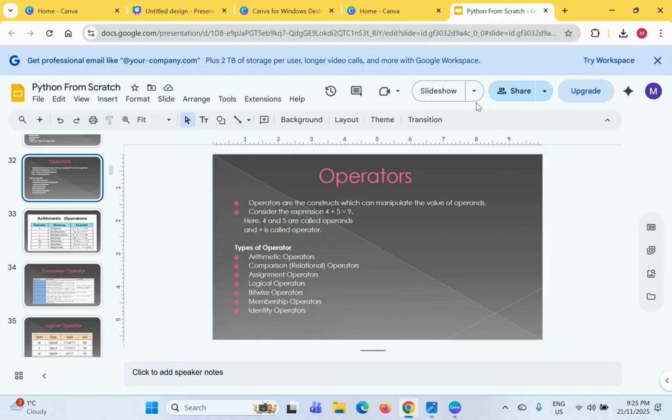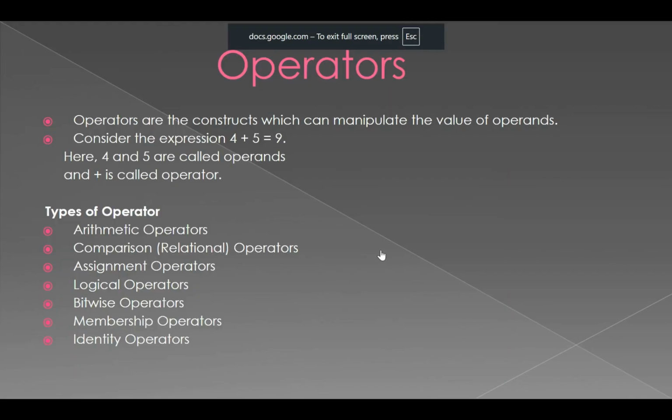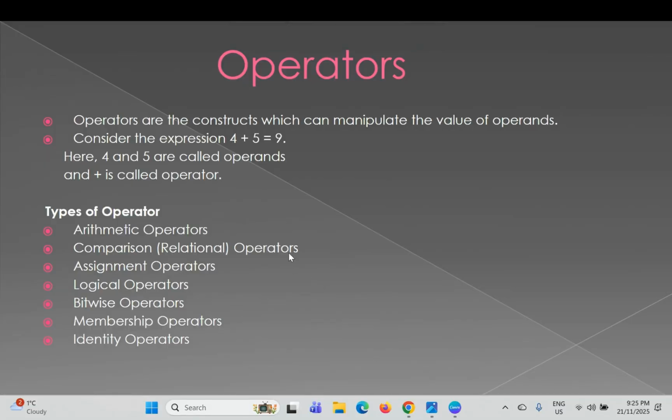So first of all, what is an operator? Basically, if you want to do any operation between two things, then we have to use operators. The things on which we are doing the operation are known as operands, and the thing that is doing the operation is known as an operator. For example, here it is given 4 plus 5. In this, 4 and 5 are the operands and plus is the operator, because plus is performing the operation, right?